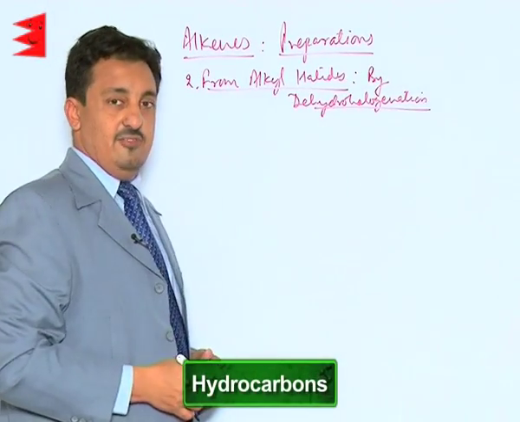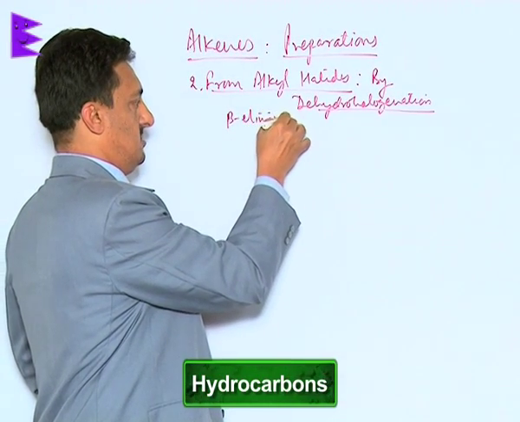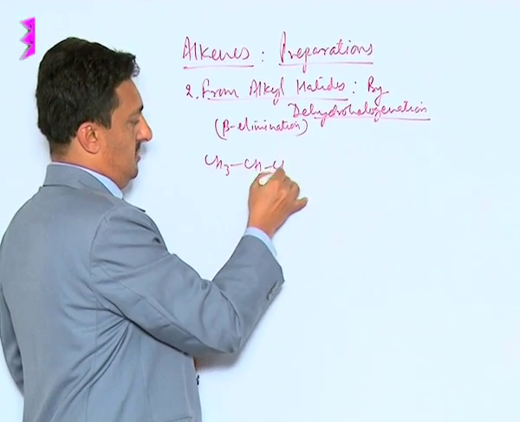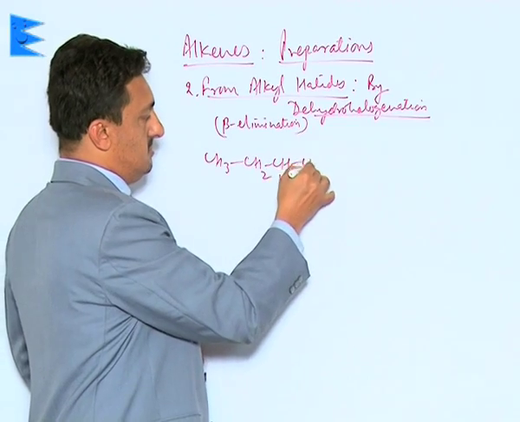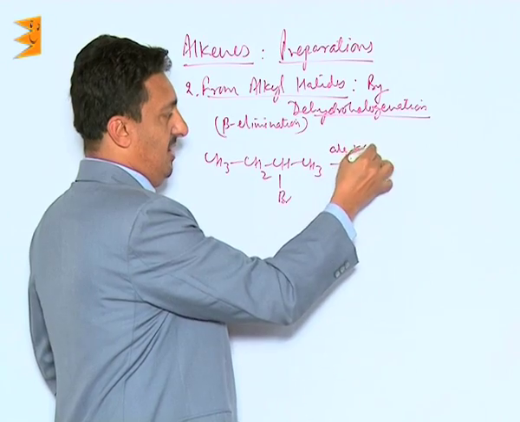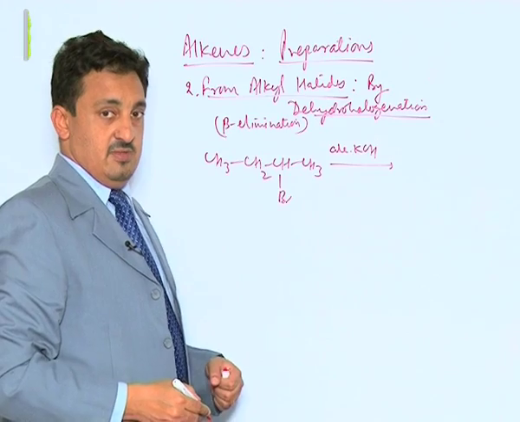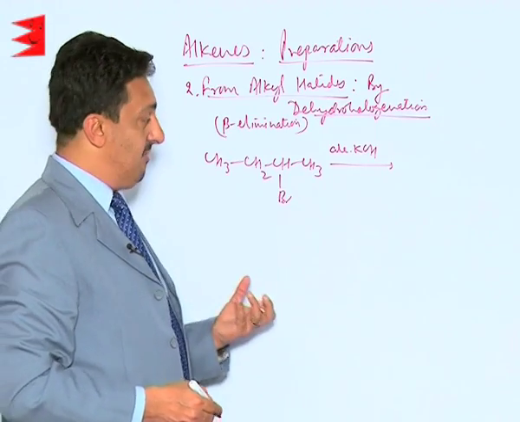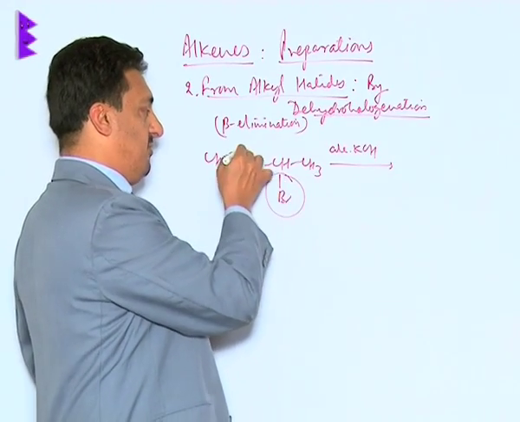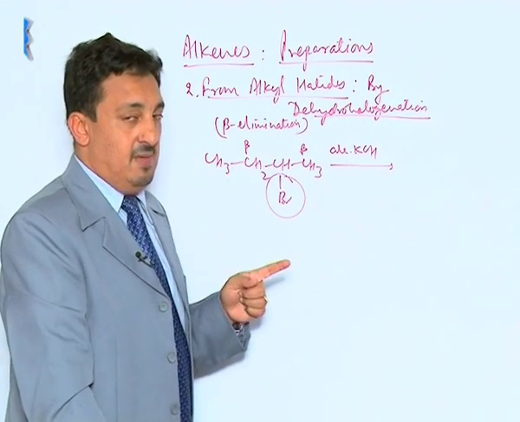By dehydrohalogenation, which is also called beta elimination. Now in this, what happens is, when any alkyl halide is being treated with alcoholic KOH, alcoholic KOH is KOH taken in ethanol, so that becomes potassium ethoxide as the main reagent. What happens is halogen gets removed, and along with this, hydrogen from one of the beta carbons is also removed.